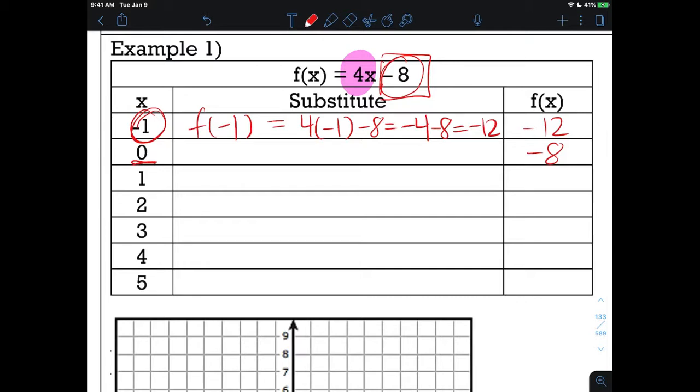Now, notice an interesting pattern here. -12 to -8, I added 4. Every single one of these is going to jump plus 4. If that had been a -4, it would have gone down 4. Okay, so -4, 0, 4, 8, 12. All right, so I got all my values in, okay?